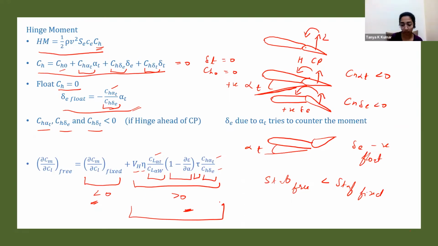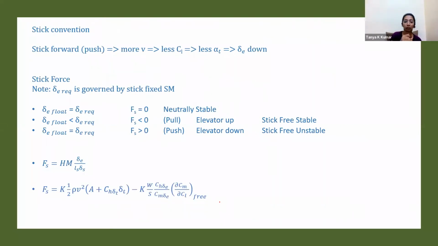Now let's move on. Just going over the stick conventions. Pushing the stick forward, like we've seen before, gives you more velocity.